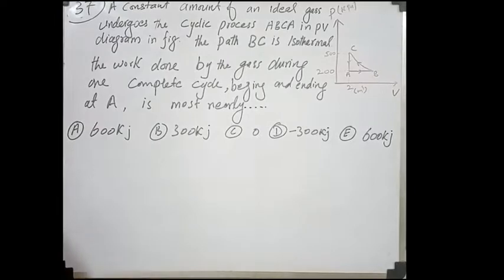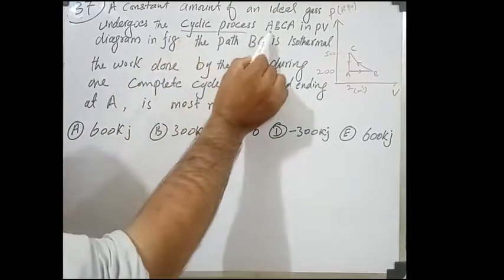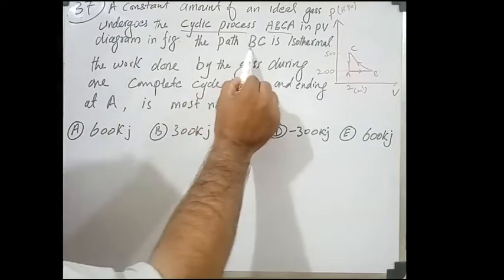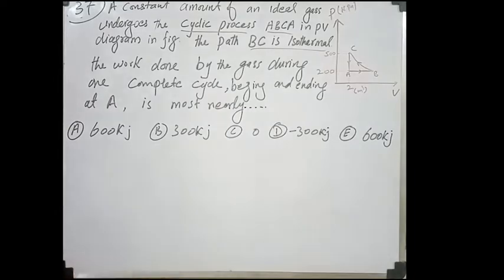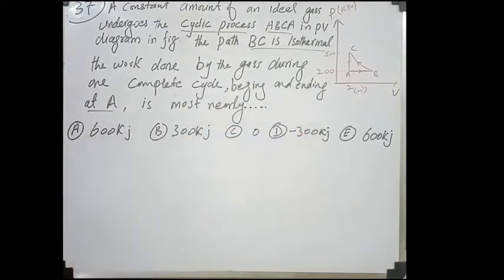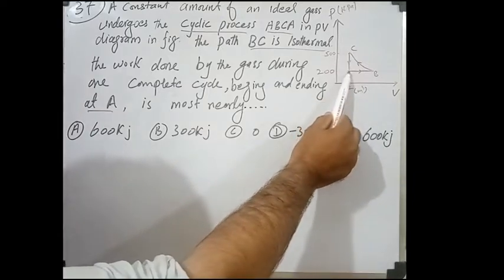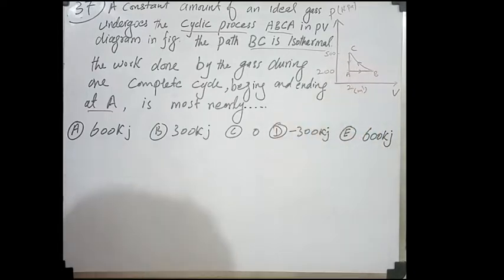A constant amount of ideal gas undergoes a cyclic process A, B, C, A in a PV diagram in the figure. The path BC is isothermal. The work done by the gas during one complete cycle, beginning and ending at A, is most nearly. The diagram is given here. A cyclic process starts from A to B, from B to C, and C to A. The total work done we have to find in this diagram.